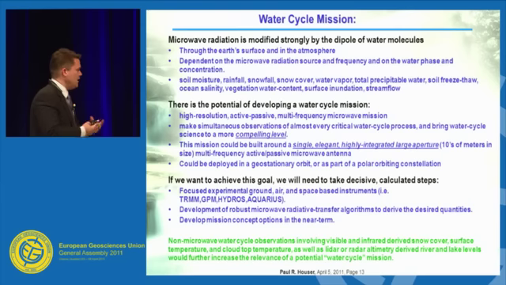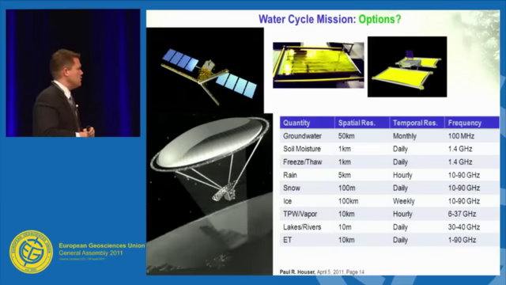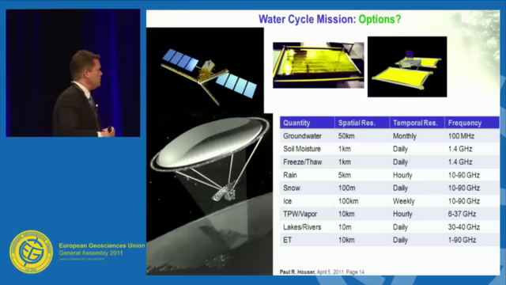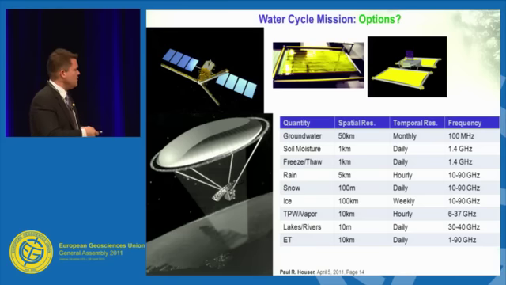If we want to achieve this goal, we can use our existing sensors to do OSSEs, or studies of how we can do multi-frequency retrievals from our existing observations, development of robust microwave radio transfer algorithms, and understand and develop mission concepts. These are some examples of what this mission might look like. It might be a mission that looks like a large SMOS, or it might be a large dish antenna deployed in space, and these are structures that are possible. But microwave requires fairly large antennas, especially at the resolutions that we want to achieve, down to kilometers, even meters in some cases.